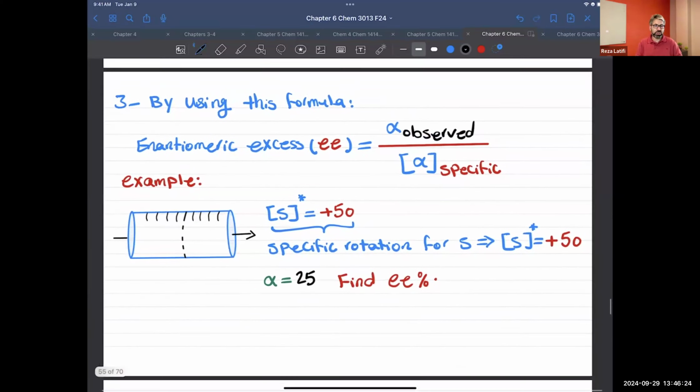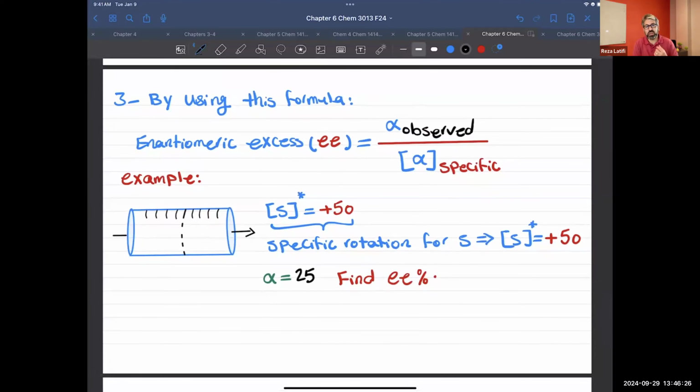Okay. Now, the third method: say they give you the observed rotation and they give you the specific rotation for one enantiomer. For example, they say we have the S enantiomer. They give me the rotation for it. It says plus 50, the specific rotation for the S configuration. Now, what's the observed rotation? The observed rotation is plus 25.